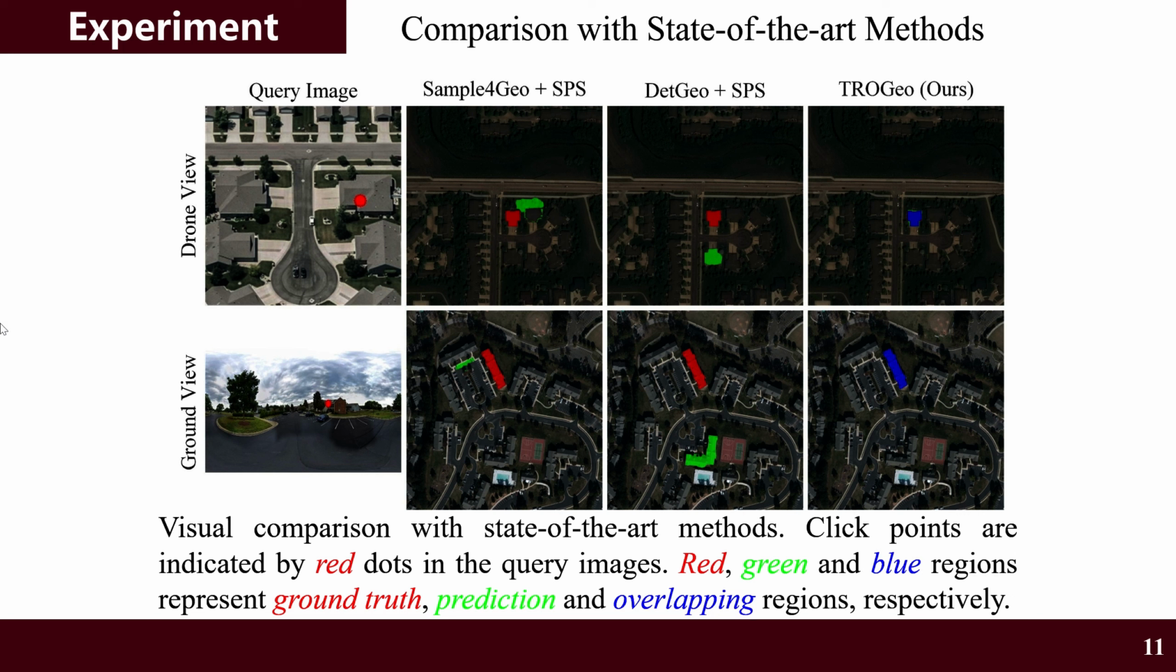Visual comparison with state-of-the-art methods. Click points are indicated by red dots in the query images. Red, green, and blue regions represent ground truth, prediction, and overlapping regions, respectively.